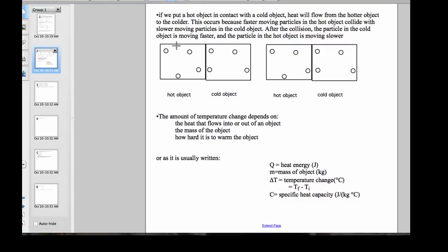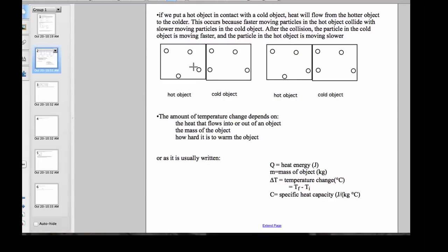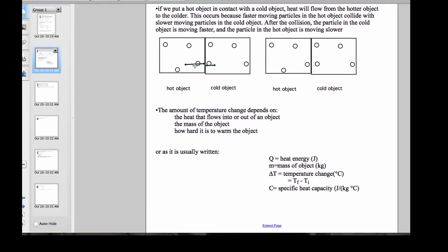Let us imagine all these particles are in thermal motion. They're zipping around really quickly. And let's just focus on two particles here that are at the boundary, and they're going to collide with each other. So the one on the hotter side is going a little faster, and the one on the cold side is going a little slower. Well, after the collision, there's going to have been some momentum transfer. So this was the speed of the hotter object, and this was the speed of the colder object.